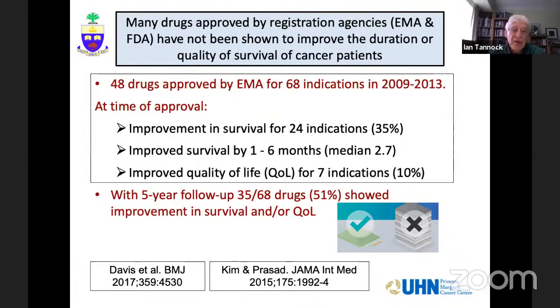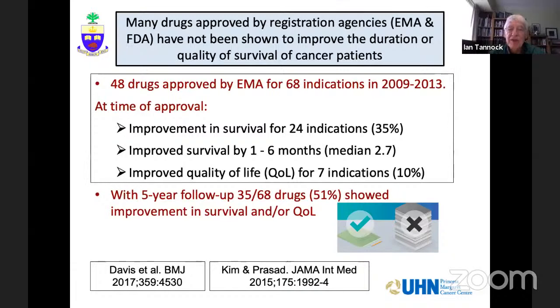And this was a review by Davis and colleagues in the BMJ. There was a similar review by Kim and Prasad in JAMA Internal Medicine, looking at FDA approvals. But what they found was that of 48 cancer drugs approved by the EMA, for 68 indications in that 5-year time period of about 10 years ago, improvement in survival was only shown at the time in 35%. The median improvement was less than 3 months, and improved quality of life was only shown in 10%.